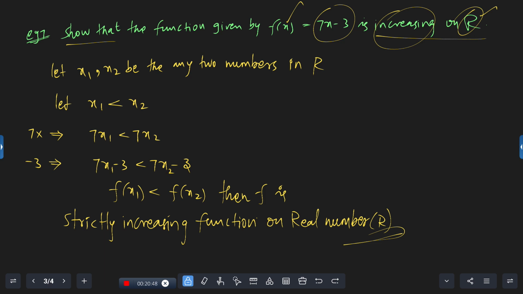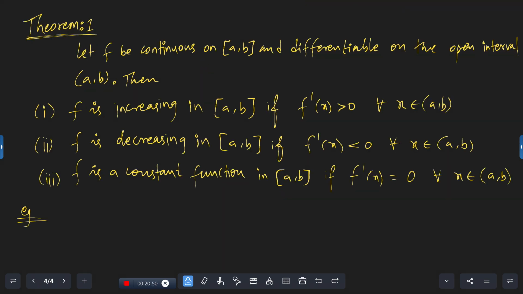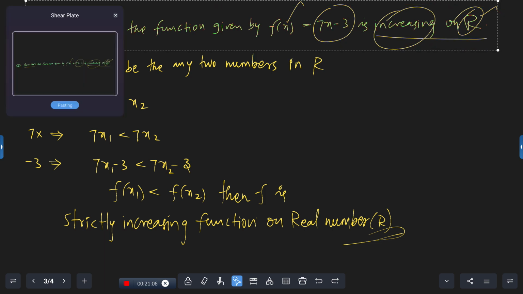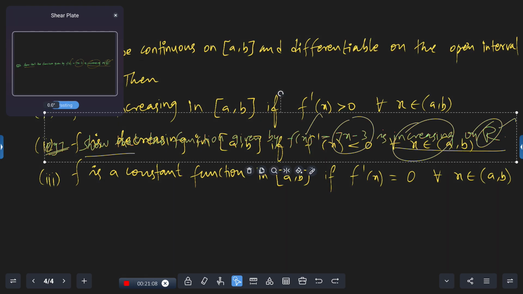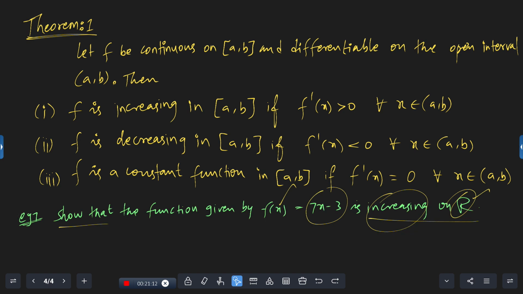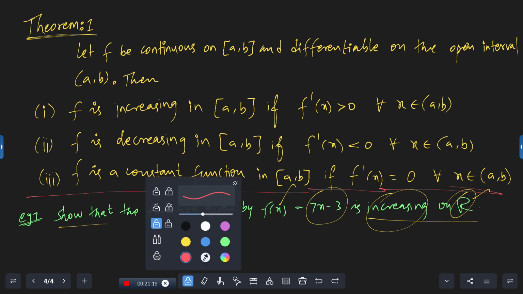Same question I will take, f of x equal to 7x minus, example 7, I will copy. Many scribblings are there in the question, it's okay, we will copy. So example 7 I am taking here. Example 7, don't get confused with the scribbling. Right. Example 7, what is the answer?